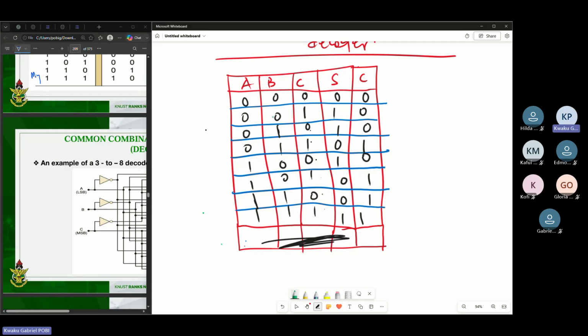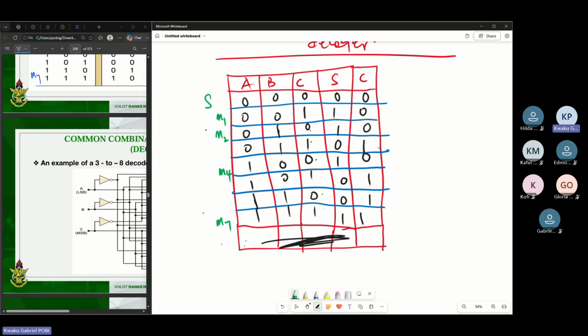So here for sum, I will do sum on the left and carry on the right. So for sum, I have M1, I have M2, min term 1, min term 2. Here is min term 4 because it's 100. And the last part is min term 7, M7. So this will be my sum, right?